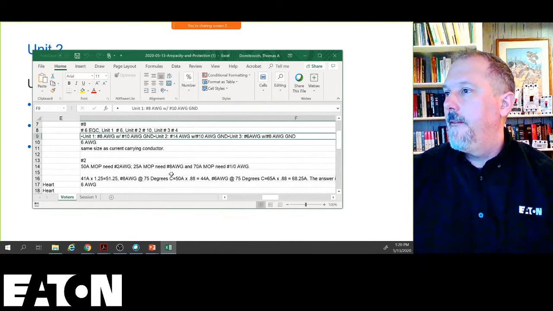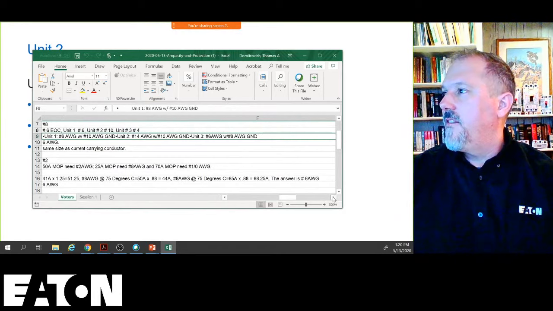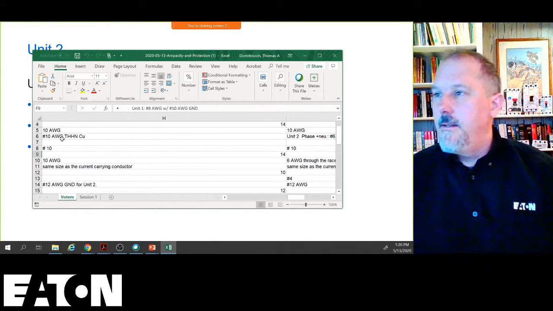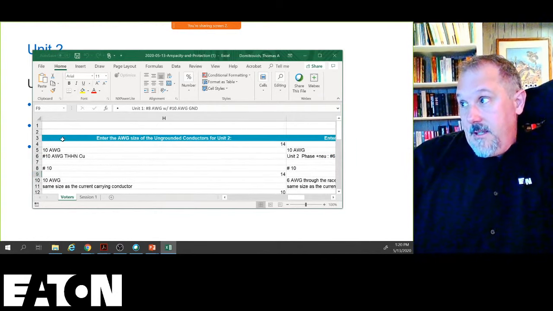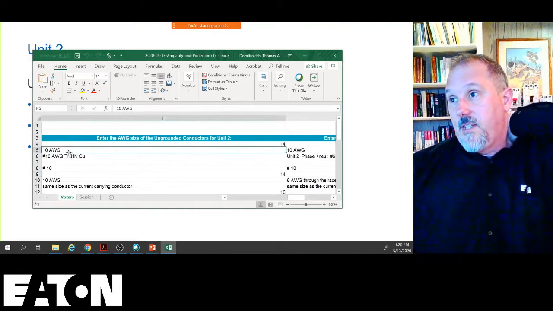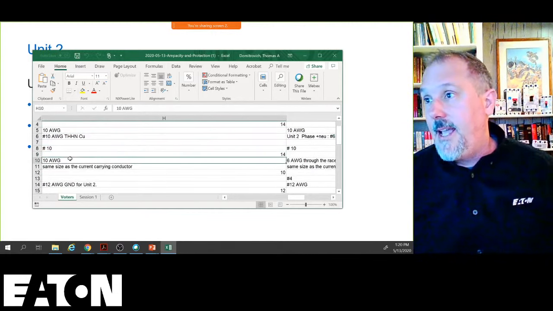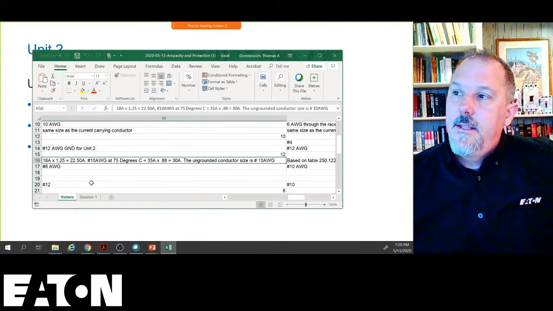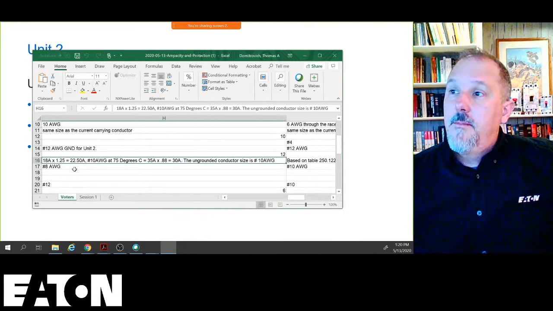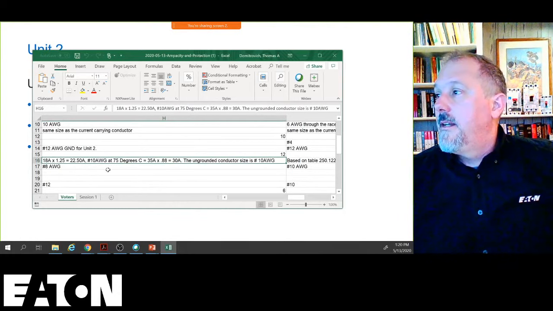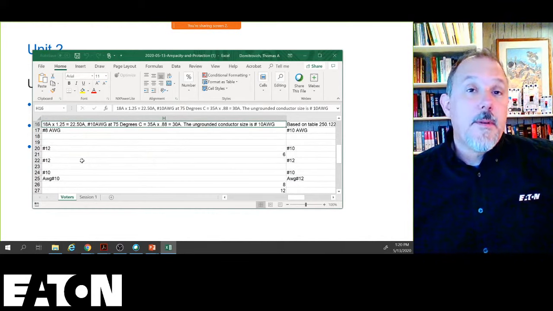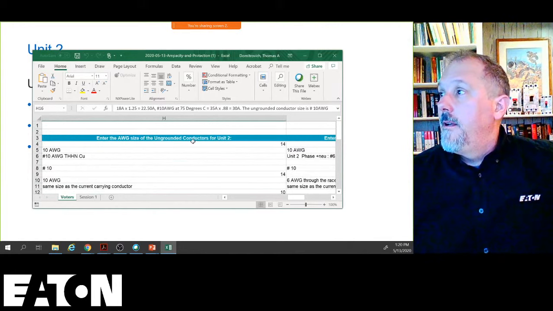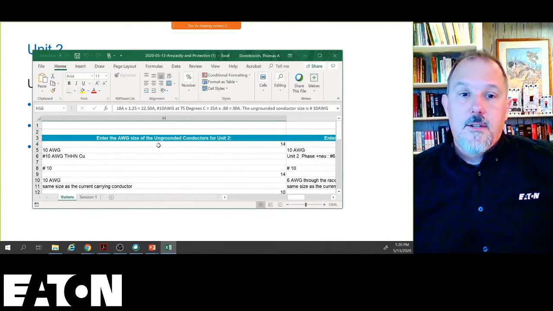Unit 1. Looks like everybody put... all right, so this would be unit 2. 10. Okay. Ungrounded for number 2: 10, 10, 10, 10. This guy's got a 12. This guy put the numbers in there: 1.25, 10, 75 degrees C. So some people got it right, some people didn't. I still have some number 12s in there for the ungrounded conductor sizes.